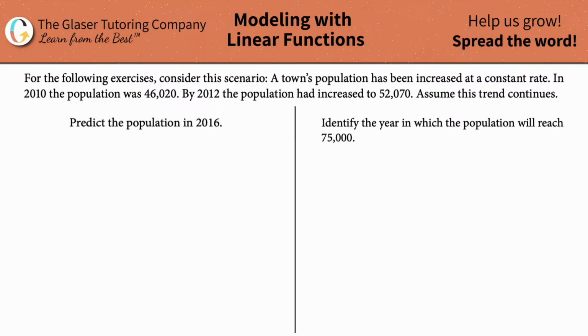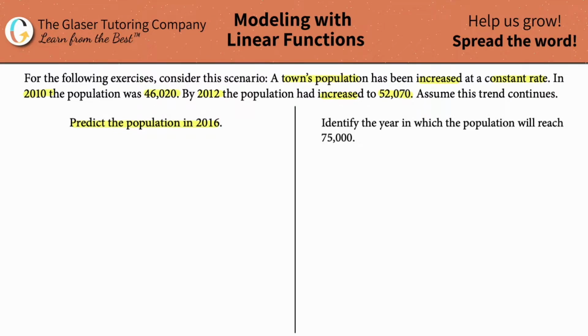Today we're told a town's population has been increasing at a constant rate. In 2010, the population was 46,020. By 2012, the population had increased to 52,070, and assume this trend continues. We need to now predict the population in 2016. All right, so why don't we take a look at this?